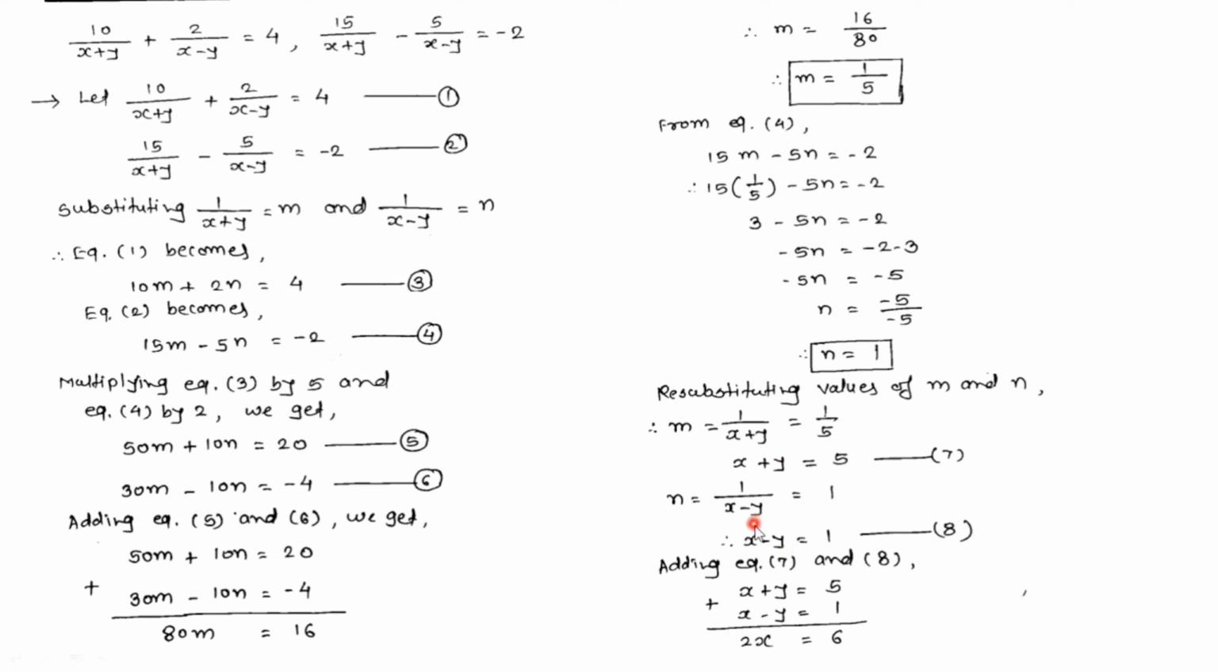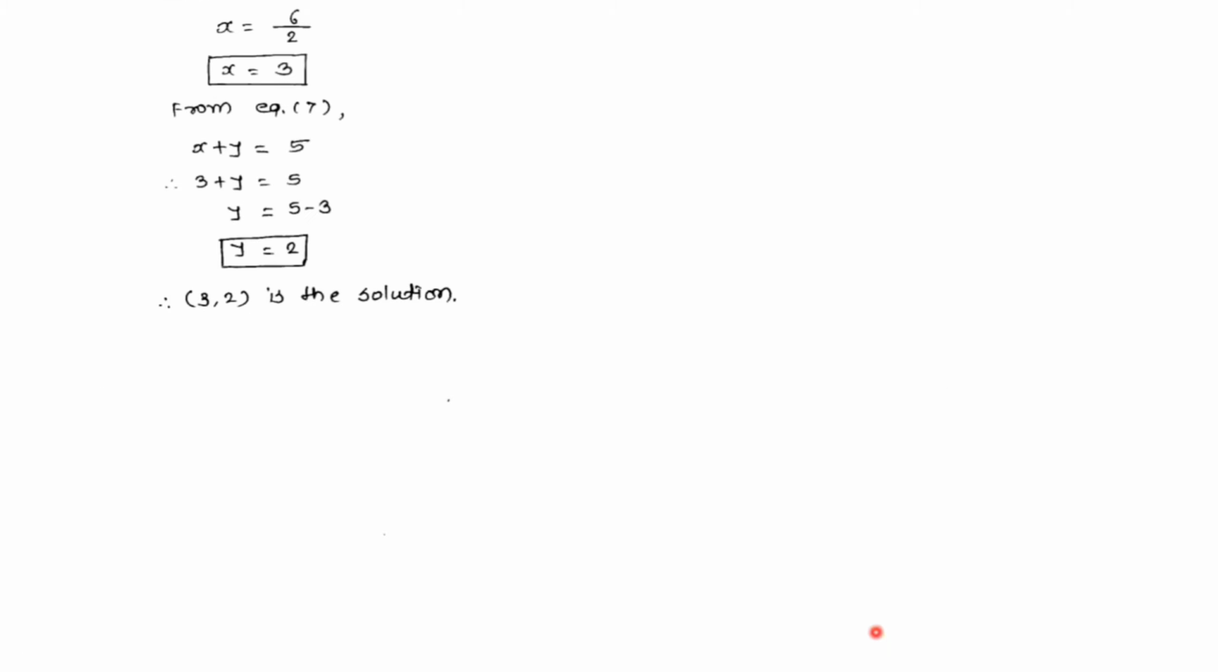So if we add these two equations, that is equation 7 and equation 8, we get x plus y is equal to 5 plus x minus y is equal to 1. So here also plus y minus y will get cancelled to get x plus x, that is 2x, is equal to 5 plus 1, that's 6. If we transfer 2 to the right hand side, we get x is equal to 6 divided by 2, and if we simplify, we'll get x is equal to 3.